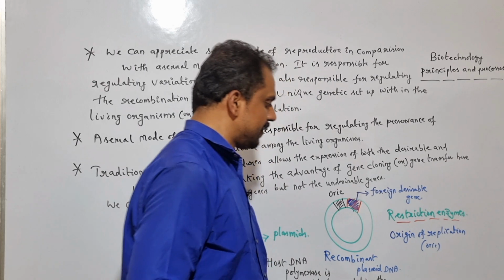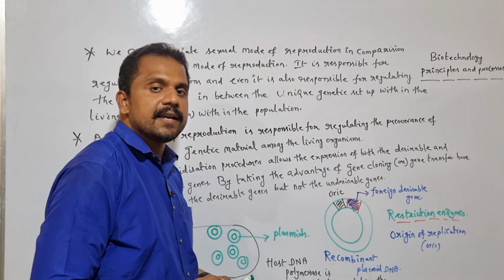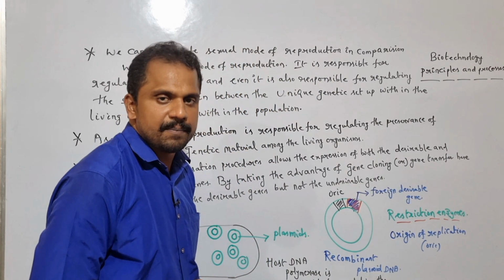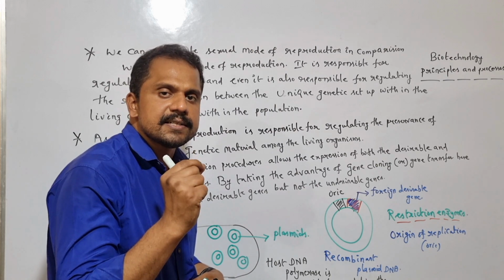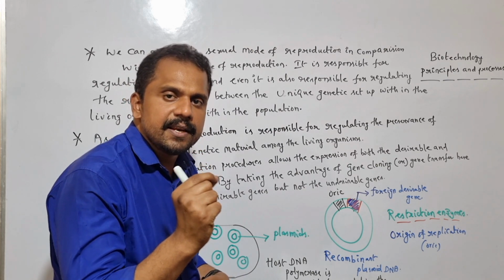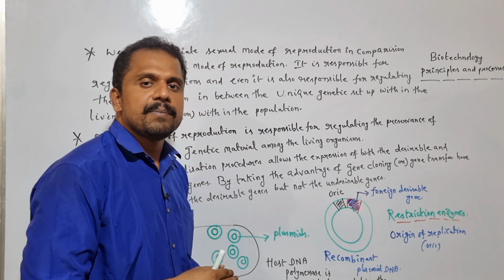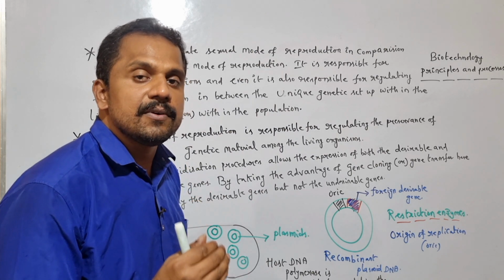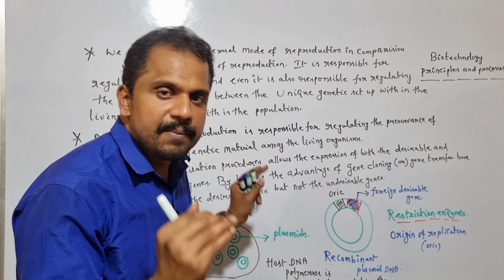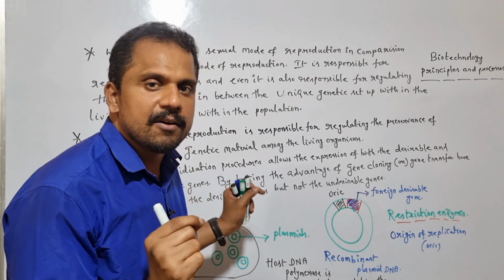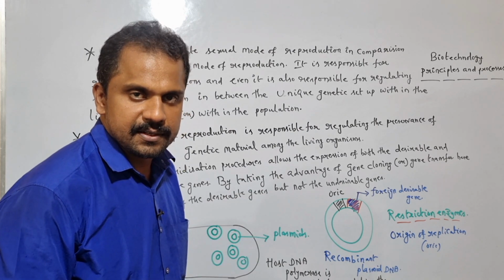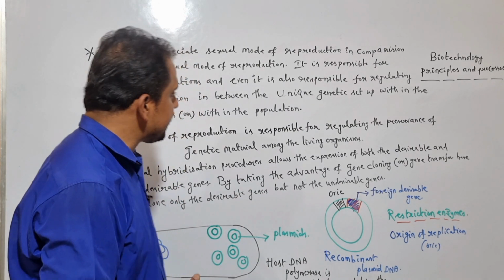Is it clear? Then after, we will be studying the construction of the recombinant plasmid DNA. How the construction of recombinant plasmid DNA can take place, and who were the people responsible for identifying or constructing the recombinant plasmid DNA for the very first time. Is it clear? So let me arrange the things here.